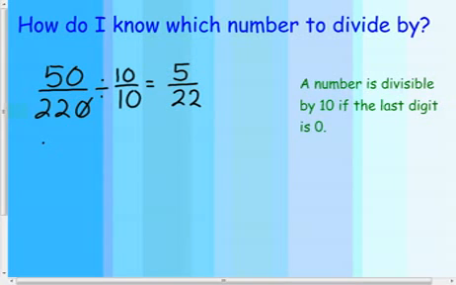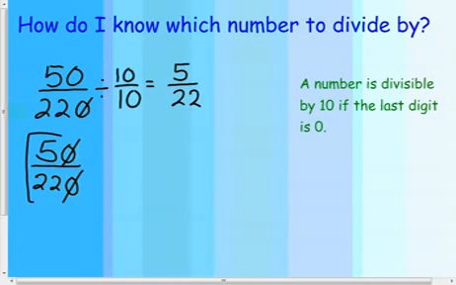You can really shortcut the whole thing. If you ever see a numerator and denominator with a 0 on the end, you can literally just cancel them out. That's the shortcut, and it leaves you with a simplified fraction. Now, in this case, the 5/22 is the fraction simplified all the way down.